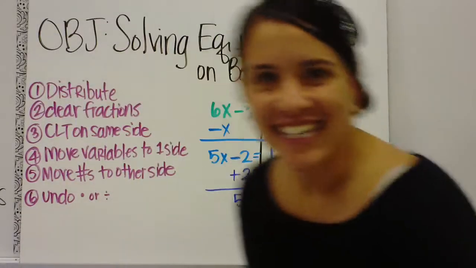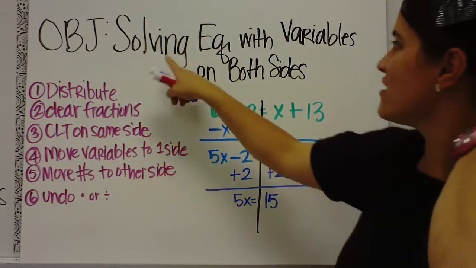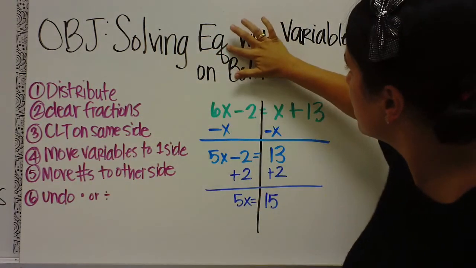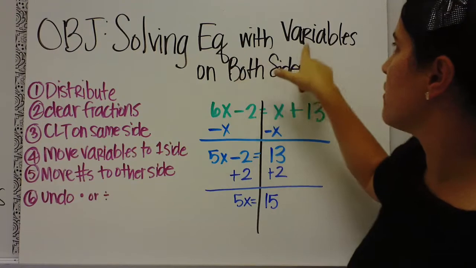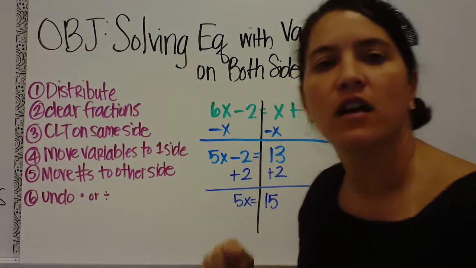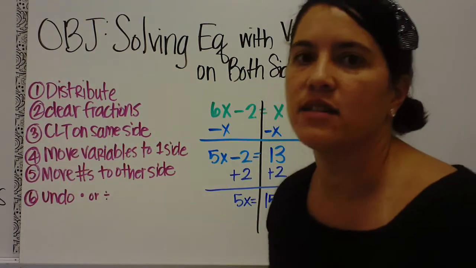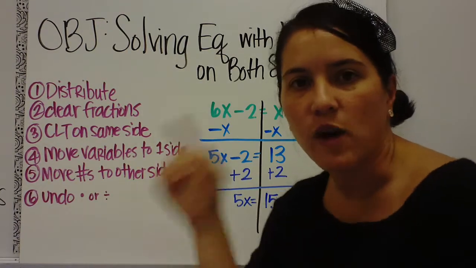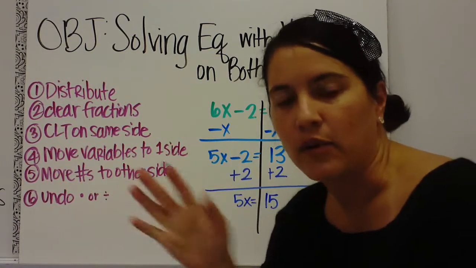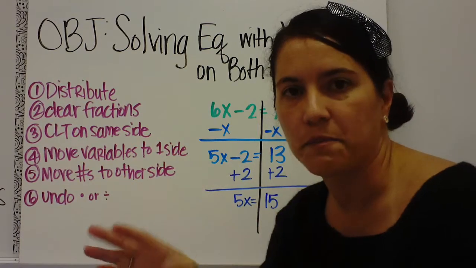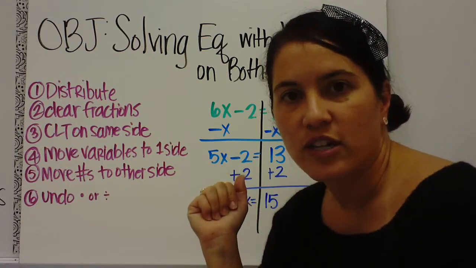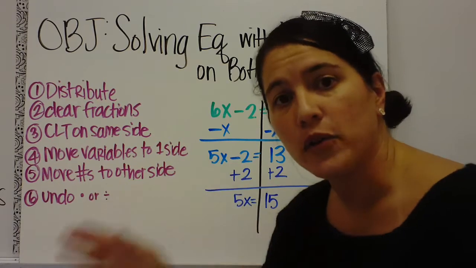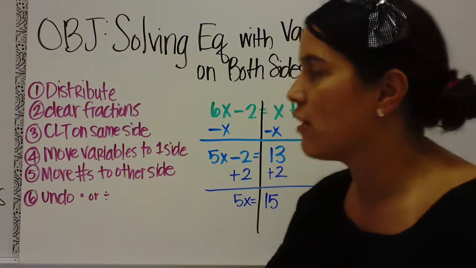Hey y'all. Today's objective is solving equations with variables on both sides. So when I say both sides, I mean both sides of the equal sign. Up until today, you've only had one thing on the other side and it's just been a number, like equals 4, equals -10. So the equations we do today are going to have variables on both the left and the right. So I'm going to show you how to solve those.